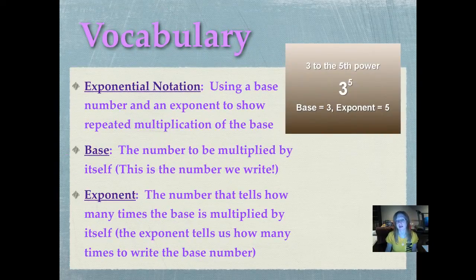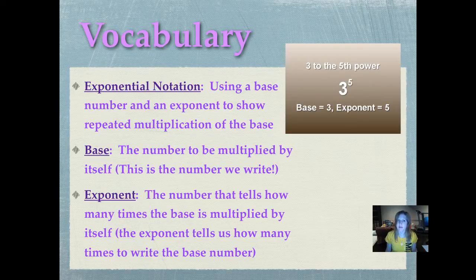Here's our vocabulary. Exponential notation, that sounds like a huge, complicated thing, but it just means to use a base number and an exponent to show repeated multiplication of the base. So you can see an example of that where you see that large 3 and the little tiny 5 up to the right of it. That's 3 to the fifth power.